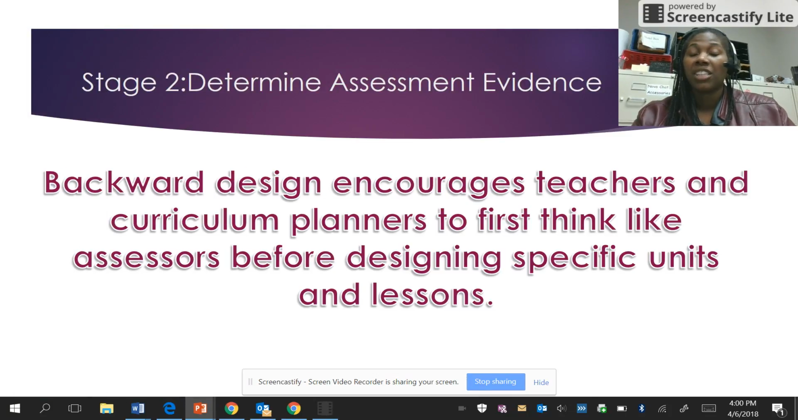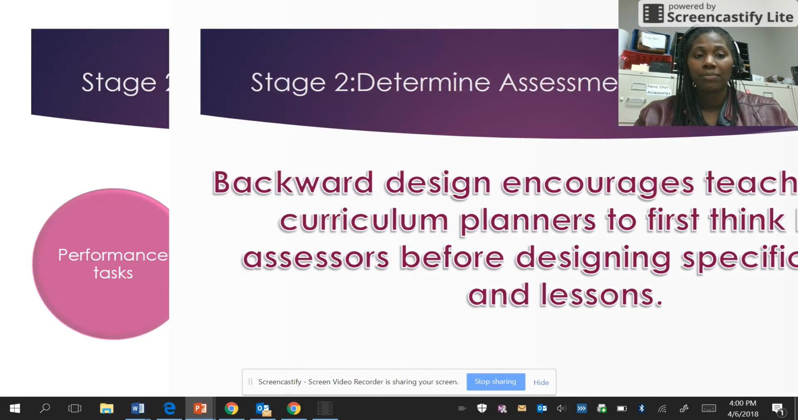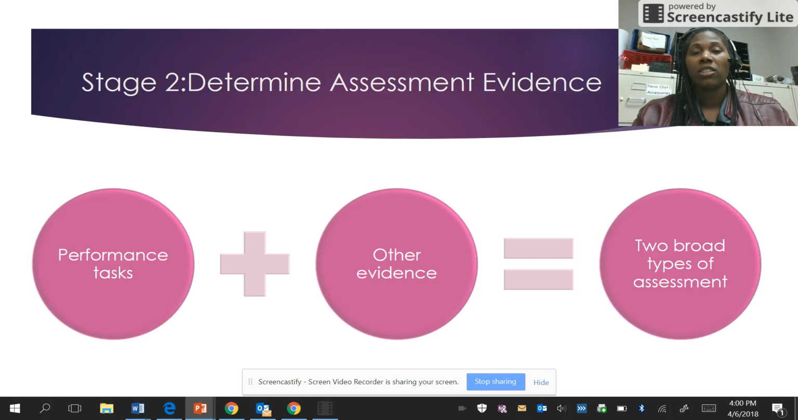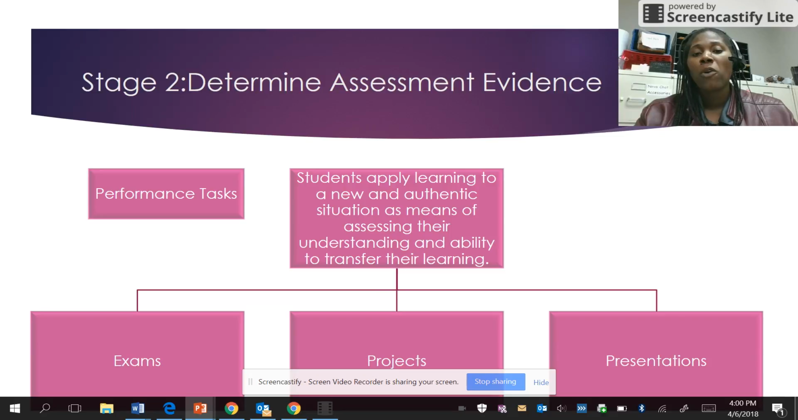Backward design encourages teachers and curriculum planners to first think like assessors before designing specific units and lessons. So we need to look at performance tasks and other evidence, and together those will give us 2 broad types of assessment. For performance tasks, students apply learning to new situations as a means of assessing their understanding and ability to transfer the learning. These are our exams, our projects, and our presentations.